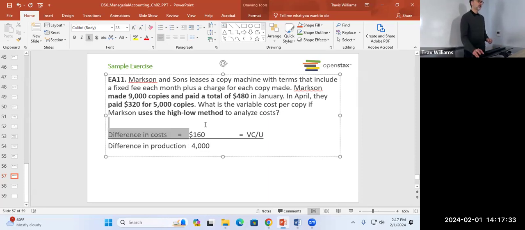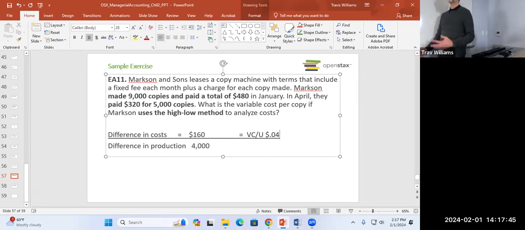The difference in cost divided by the difference in production. And when we do that, what do we get? 0.04. That means our variable cost per unit or our cost per copy is 4 cents. Now, in this case, we don't have to figure out the fixed costs. But if we wanted to, we could.